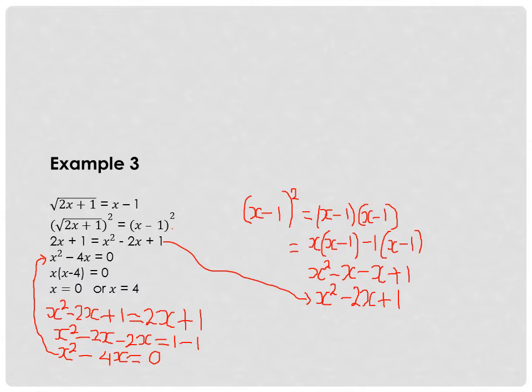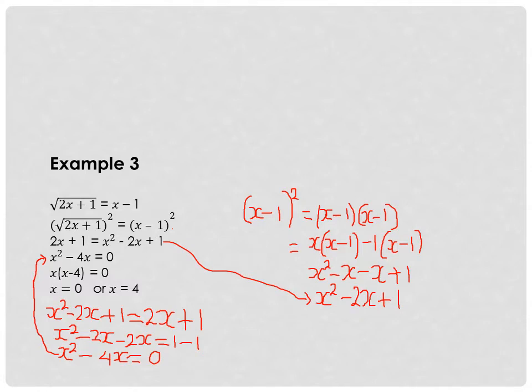So therefore we are going to have x to the power 2 minus 4x. Why minus 4x? Because we have like terms. So we are going to have minus 4x is equals to 0. So now we are going to have x to the power 2 minus 4x is equals to 0.